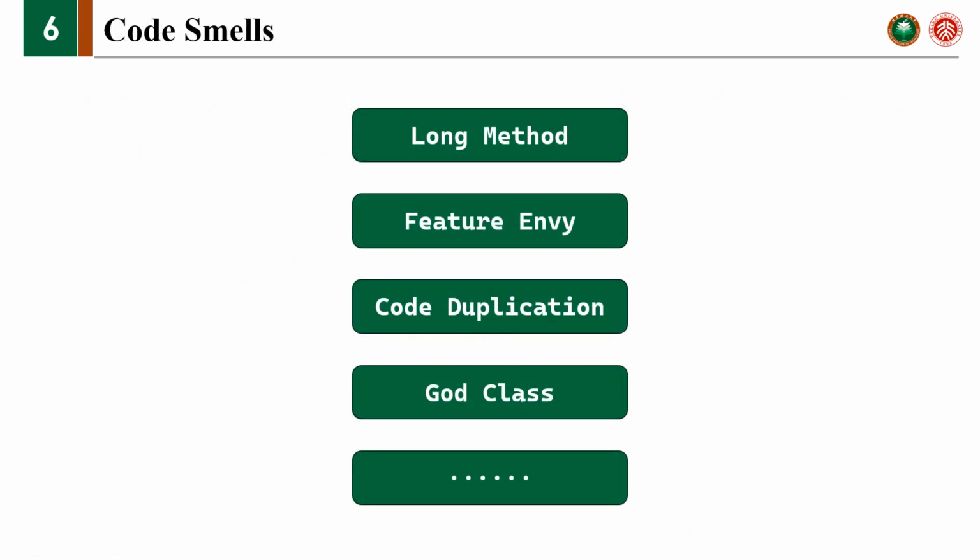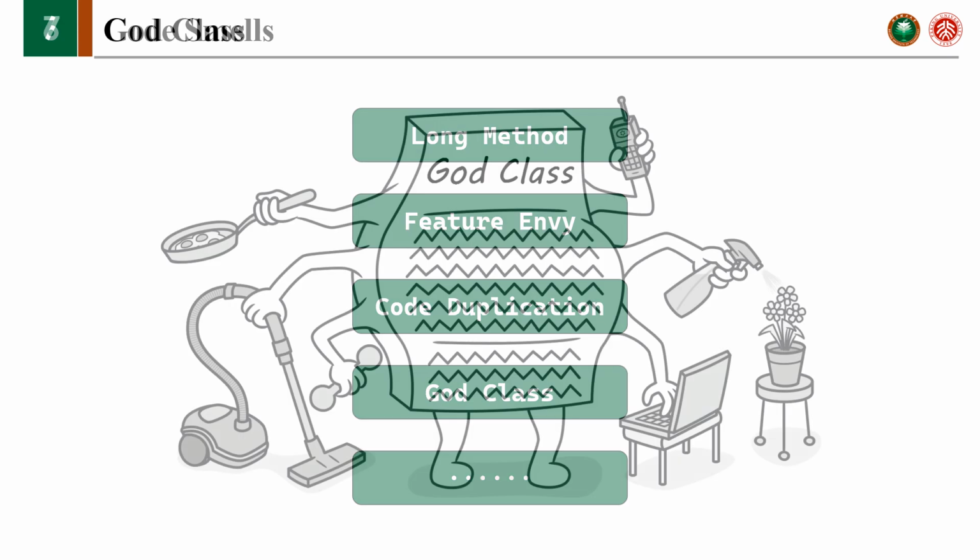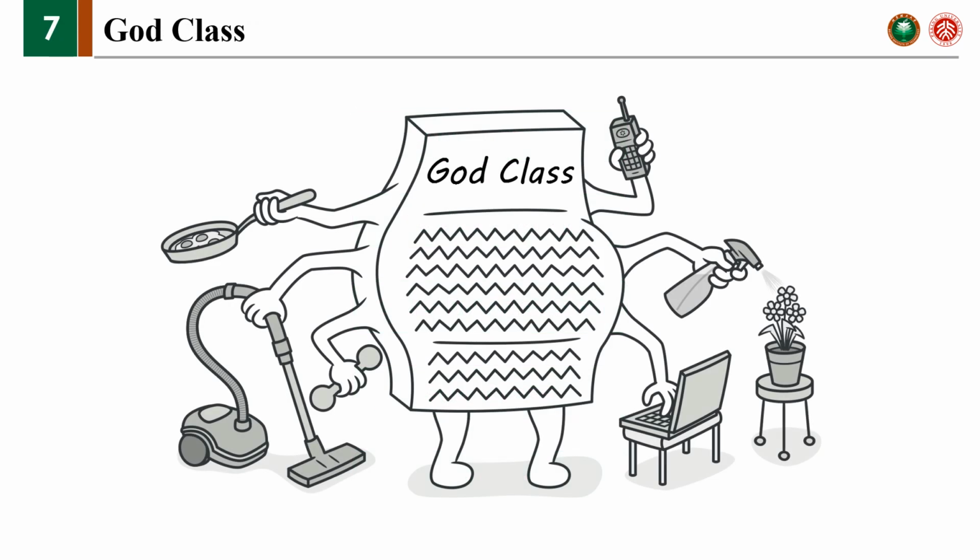There are many kinds of code smells, including long method for unreasonable method size, feature envy for method in the wrong class, code duplication, God class, and many other code smells. God class is a typical code smell. God classes are huge classes that do too much and take a lot of responsibilities, which means they violate the single responsibility principle and take multiple responsibilities.